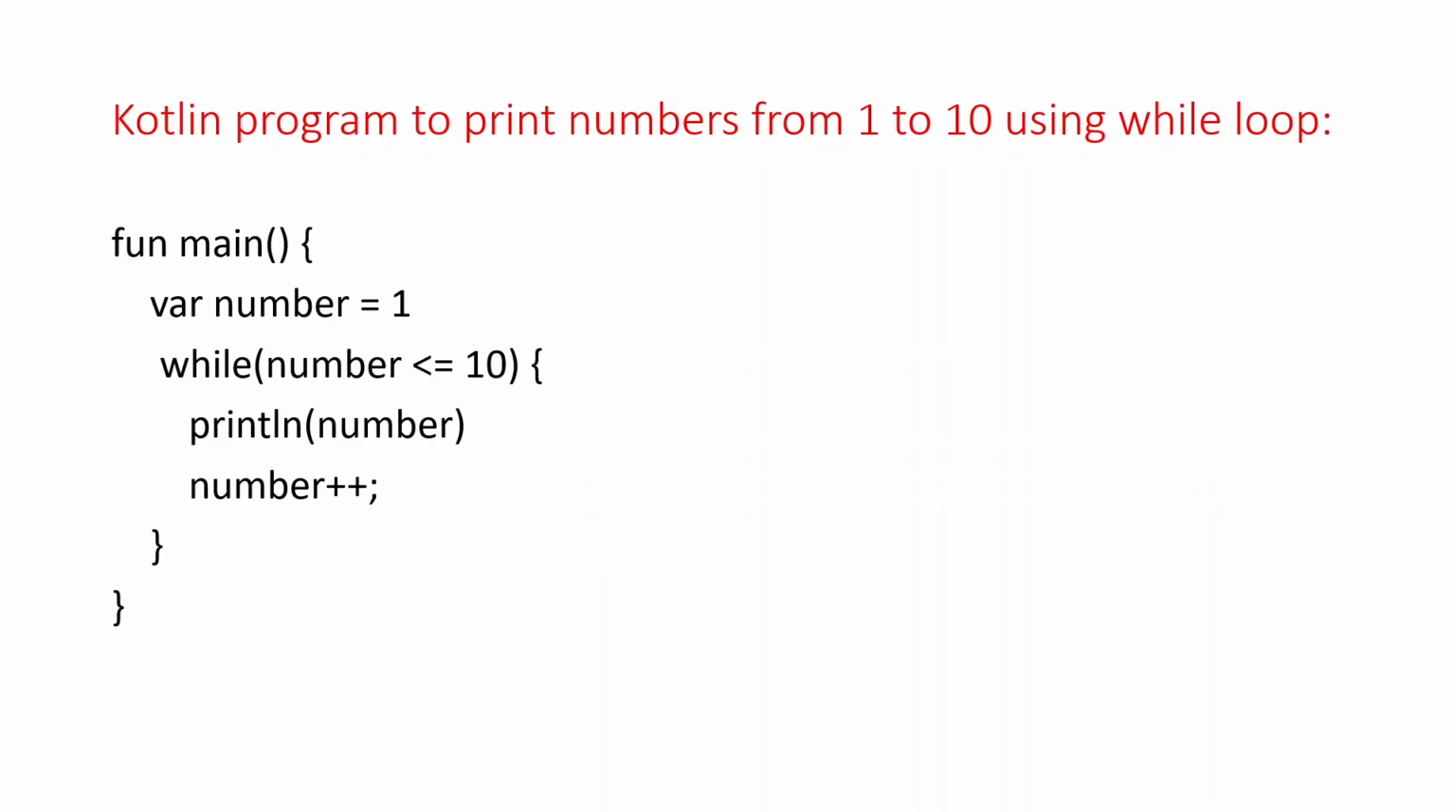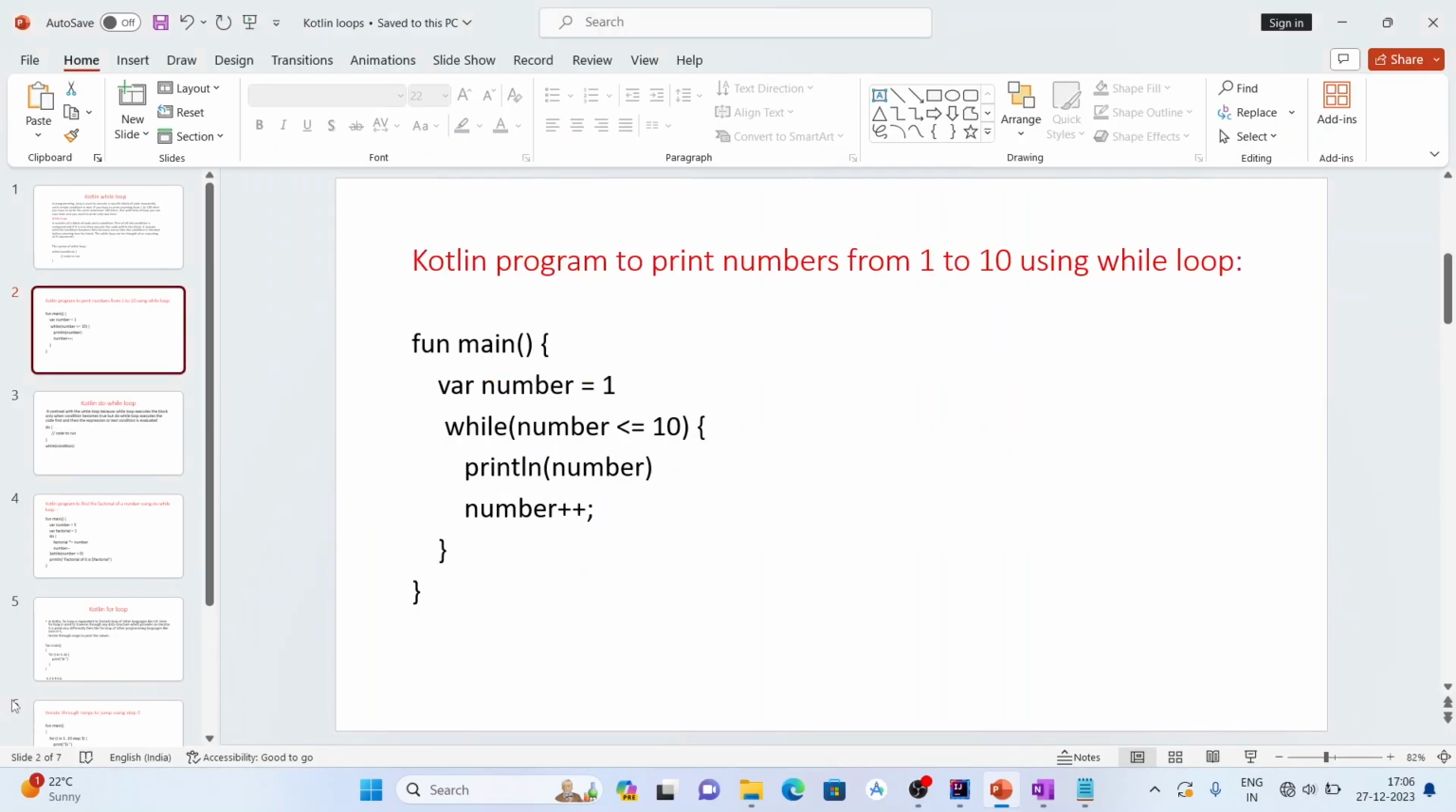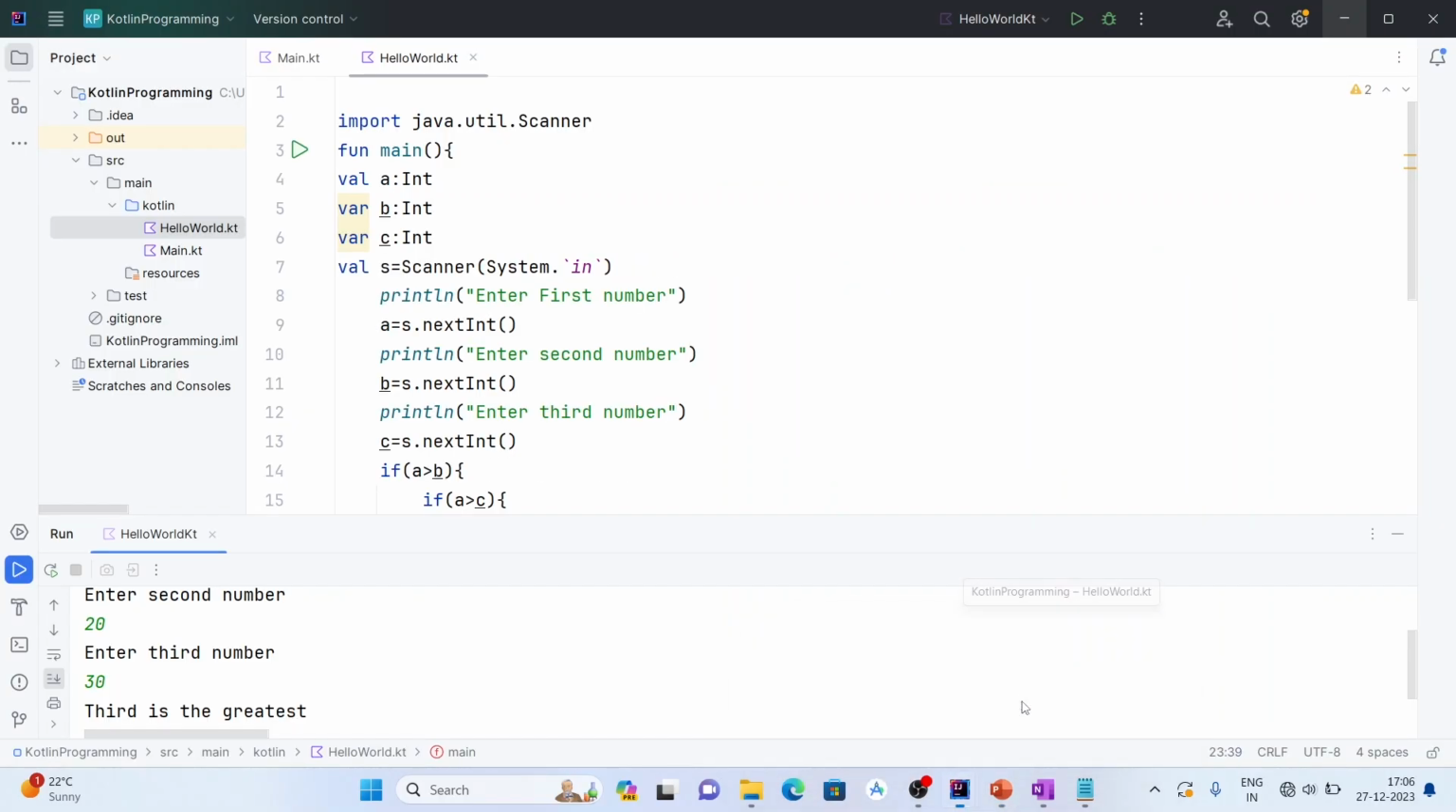Let's do one program to understand it. Kotlin program to print numbers from 1 to 10 using the while loop. Here we have created one main function and we have taken one variable, number, and initialized it to 1. Here we are checking the condition: while number is less than or equal to 10. We print the number, then increment it. Let's do this practical on our IntelliJ IDE.